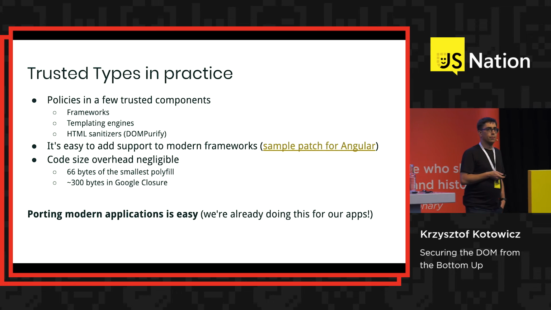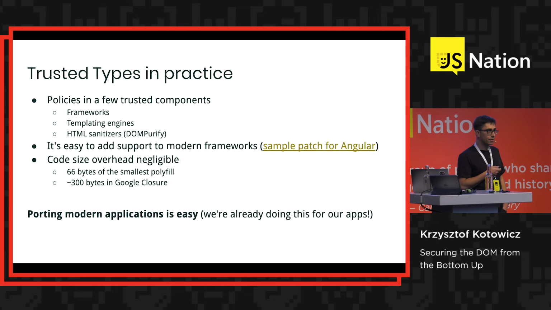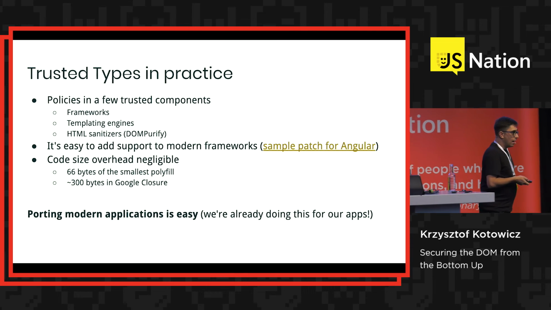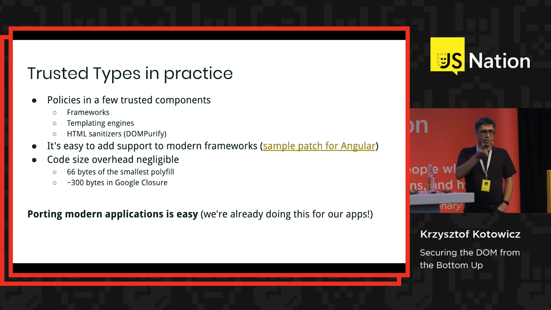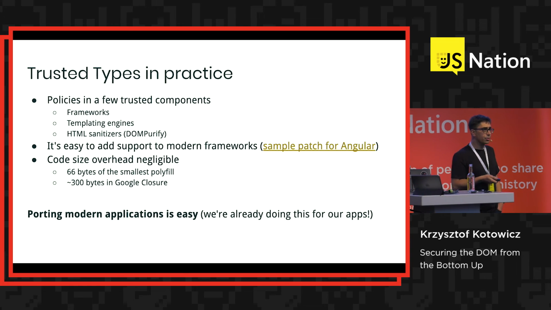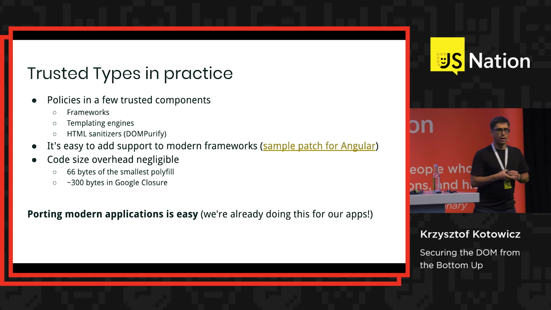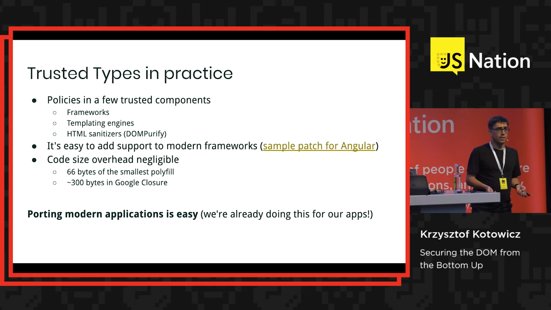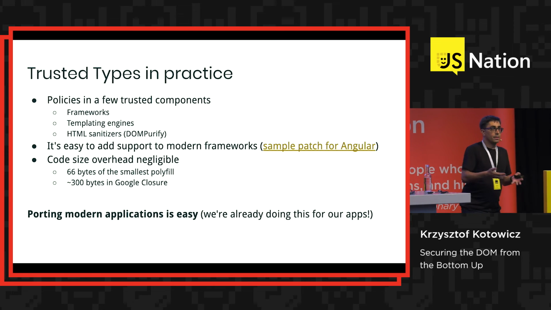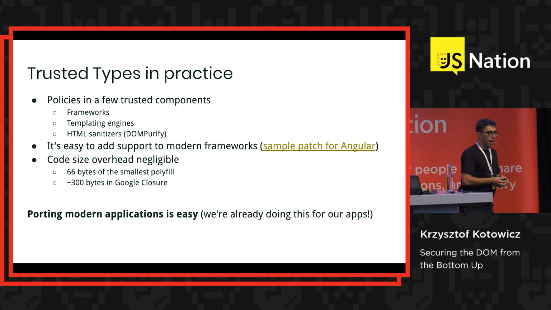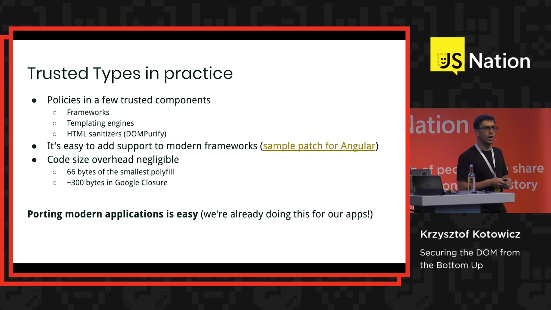There's a link to the sample patch for Angular that I created. Of course, it's not merged yet because the API itself is not in final stage. And the code size is negligible. Actually, due to the shape of the API, we can introduce something called tinyfill. It's the smallest version of the polyfill that only polyfills the most crucial part of the API, and it's 66 bytes. That's all that you need to have for trusted types to work in a browser that's not even aware that this API exists. For regular applications, so far, our integrations were around 300 bytes.